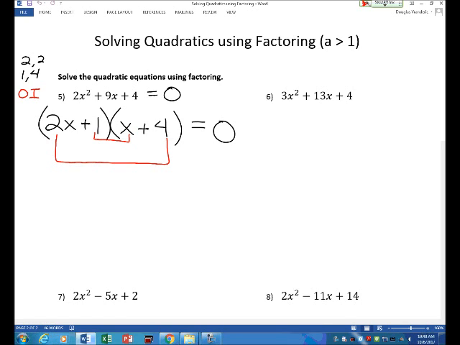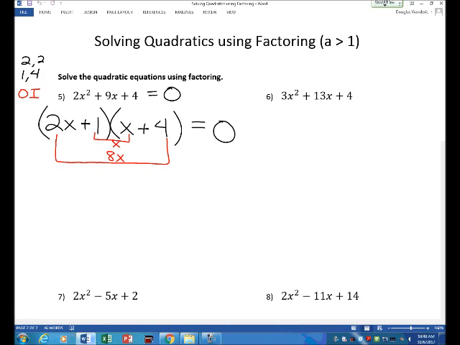So again, Charlie, to kind of answer your question, I do this and I check it in my head. Okay, what's 2x times 4? 8x. What's 1 times x? 1x. When you add that together, you get 9x. So when you're asking how people know, they're doing that mentally, or they've tried it out. And as you do more of this, you'll get better at it.